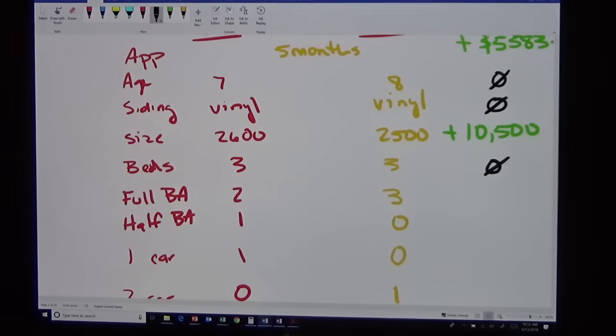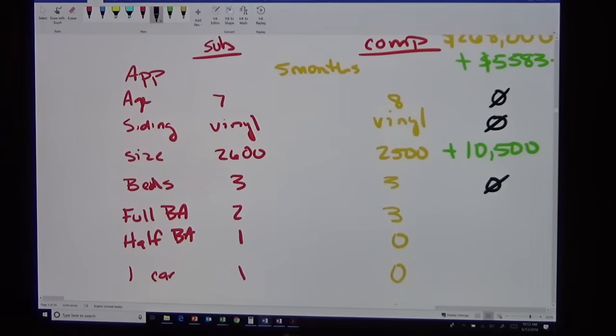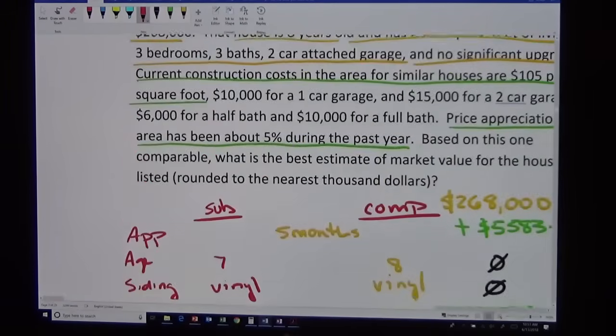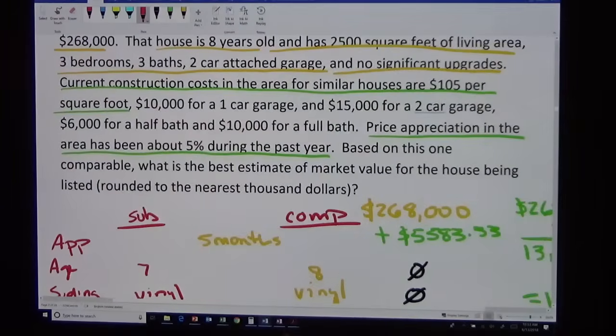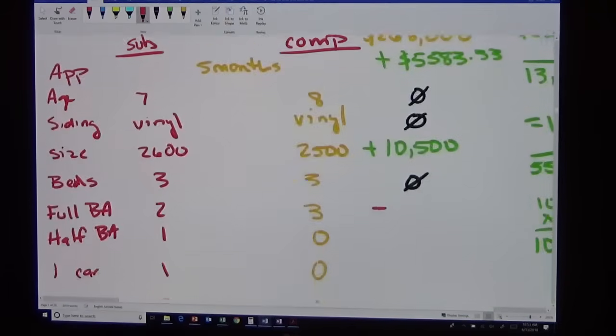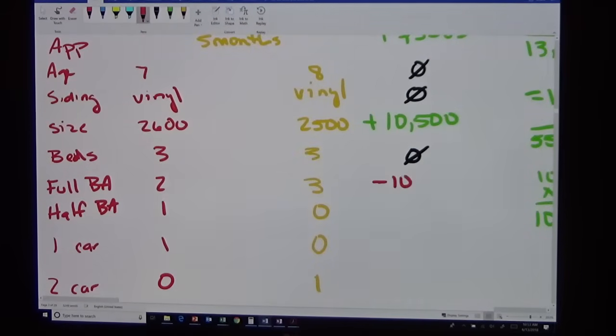Full baths. My subject has 2 full baths. My comparable has 3 full baths. So my comparable is better. That means I need to bring the level of the comparable down. So that's going to be minus the value of a full bath, which they've told me is $6,000 for a half and $10,000 for a full. So this is a full, so it's going to be minus $10,000.